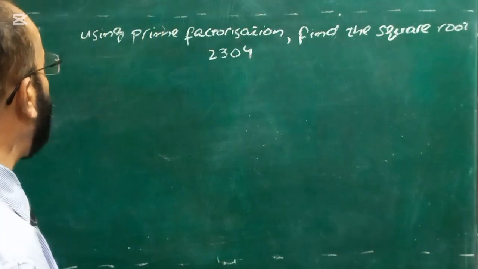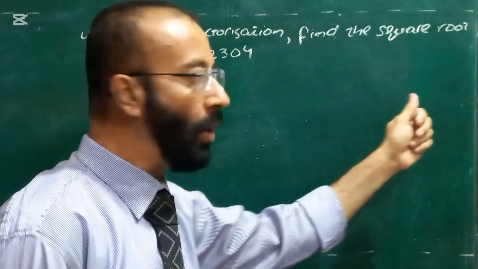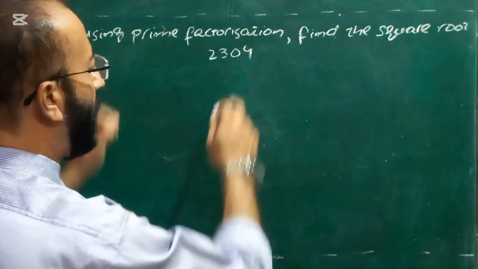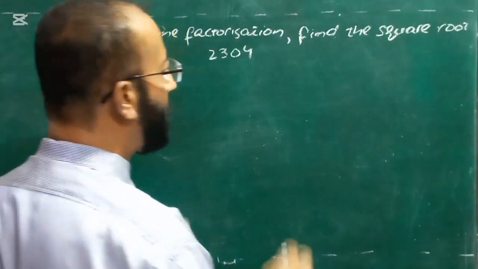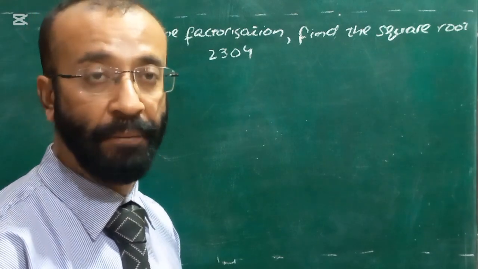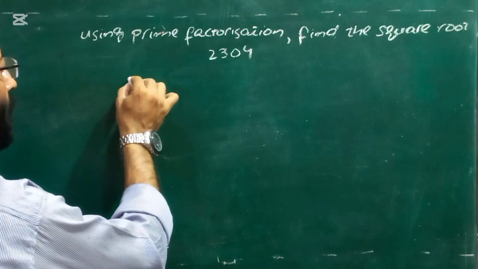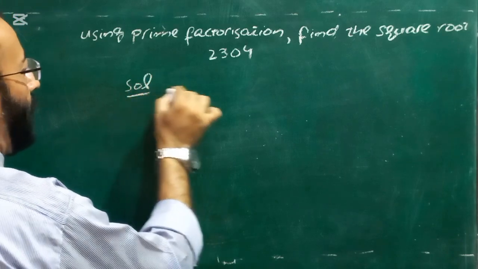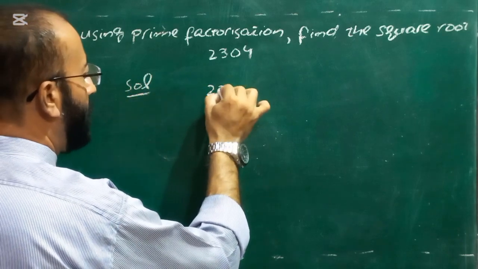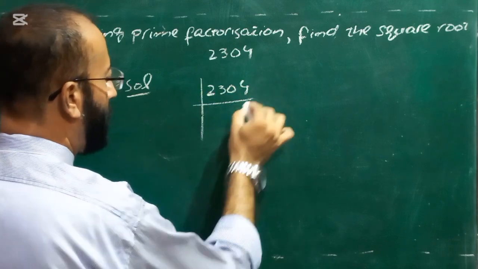The next question in the topic is, using prime factorization, find the square root of. This kind of question normally comes in paper number 1 of mathematics, where a calculator is not allowed. So look here, we will solve the question. The number is 2304. So we are going to prime factorize it.